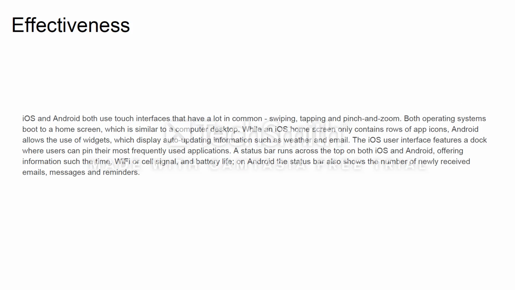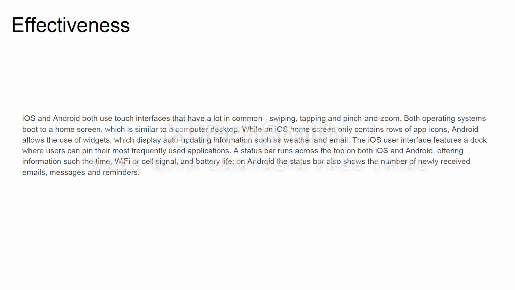So we'll start off with its effectiveness. iOS and Android both use touch interfaces that have a lot in common: swiping, tapping, pinch, and zoom. Both operating systems boot to a home screen, which is similar to a computer desktop. While an iOS home screen only contains rows of app icons, Android allows the use of widgets, which display auto-updating information such as weather and email.